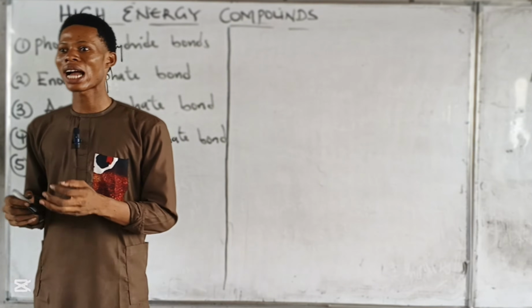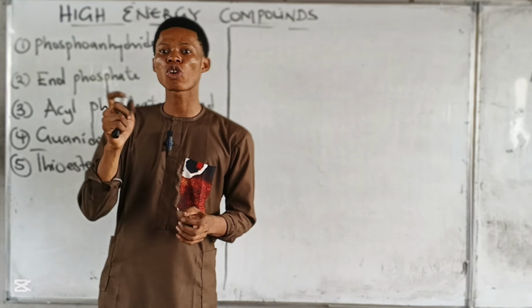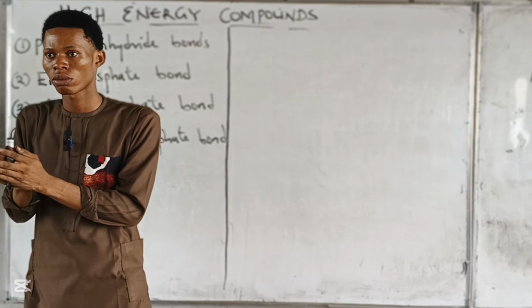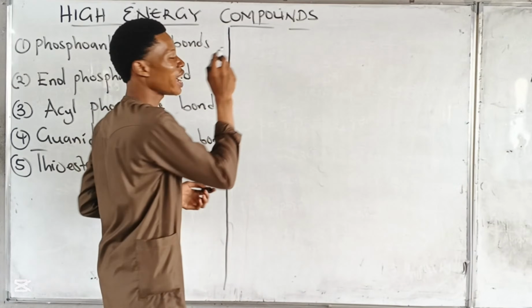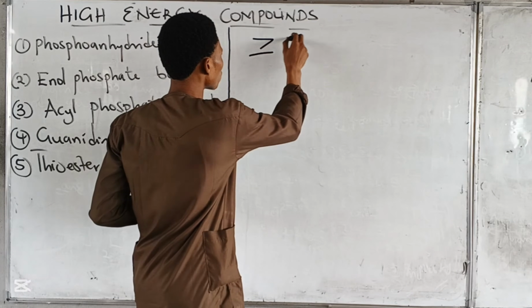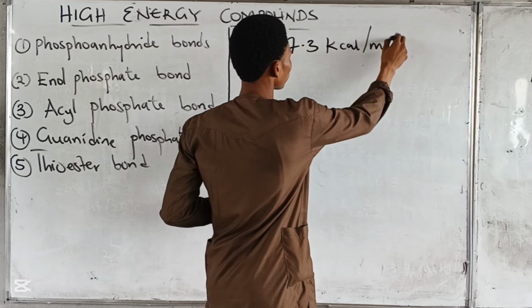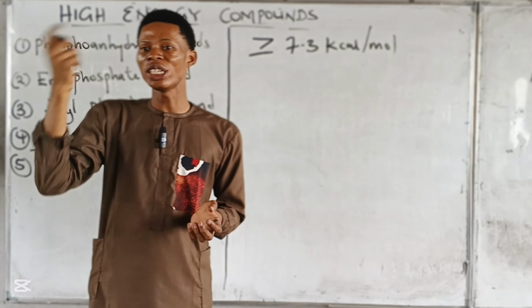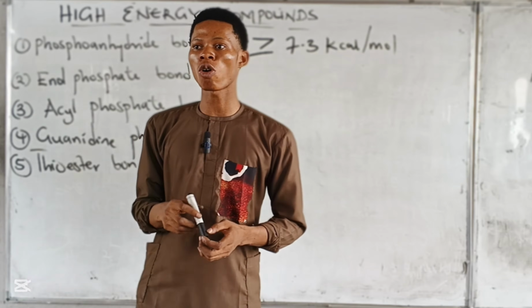So you either call it high energy compound or you call it what? Energy rich compounds. And high energy compounds are compounds containing high energy bonds that on hydrolysis release energy of greater than or equal to 7.3 kilocalories per mole. Any compound that when you break it down releases energy equal to or greater than 7.3 kilocalories per mole, we call that compound what?